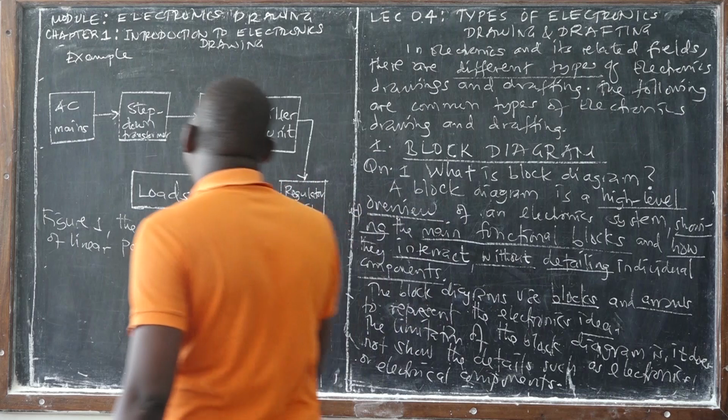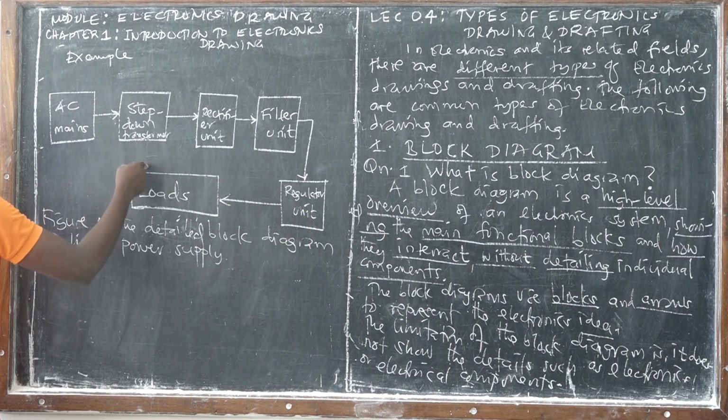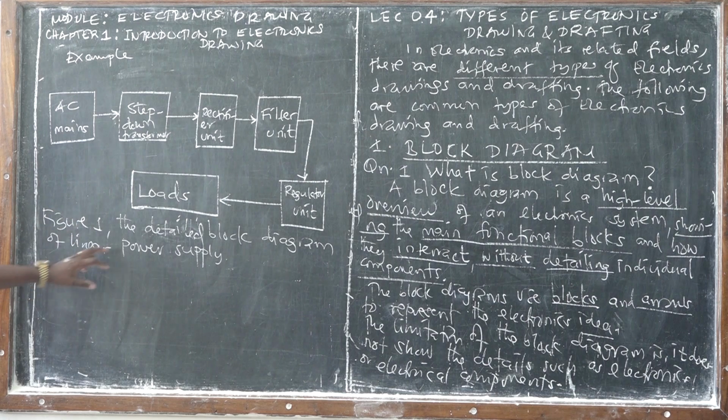So this is another example. I'm giving you the second simplest and most common example. The name of this block diagram is the detailed block diagram of a linear power supply. Say the detailed block diagram of linear power supply.